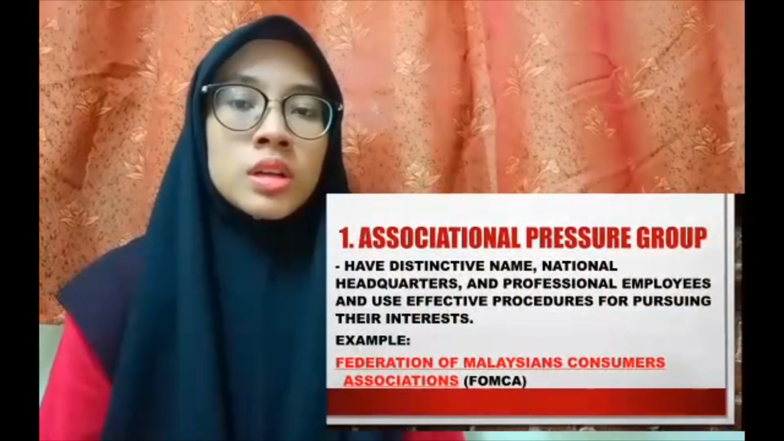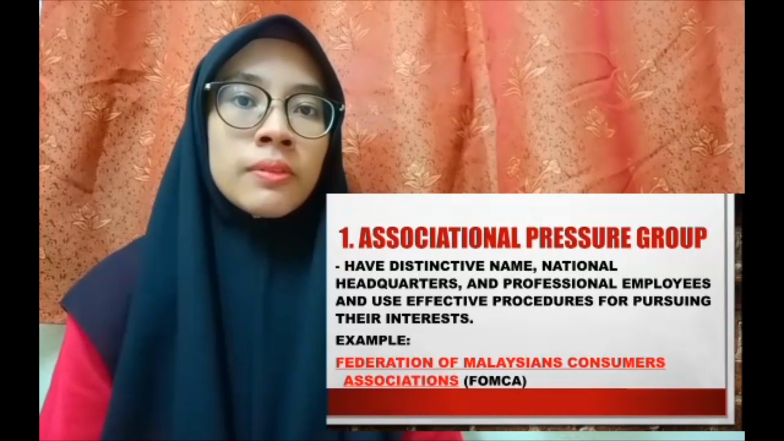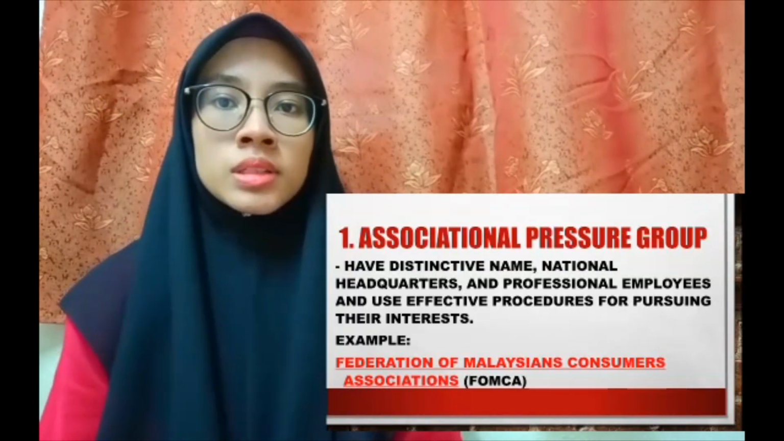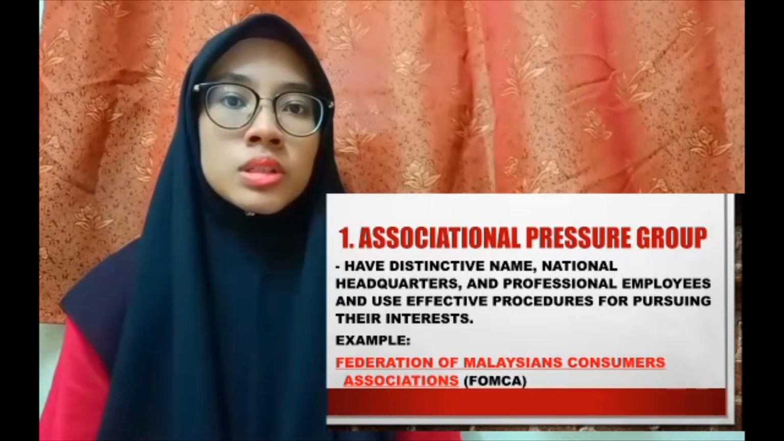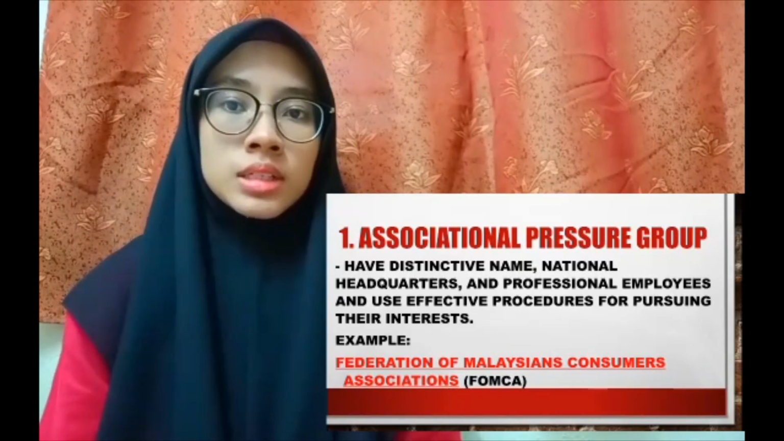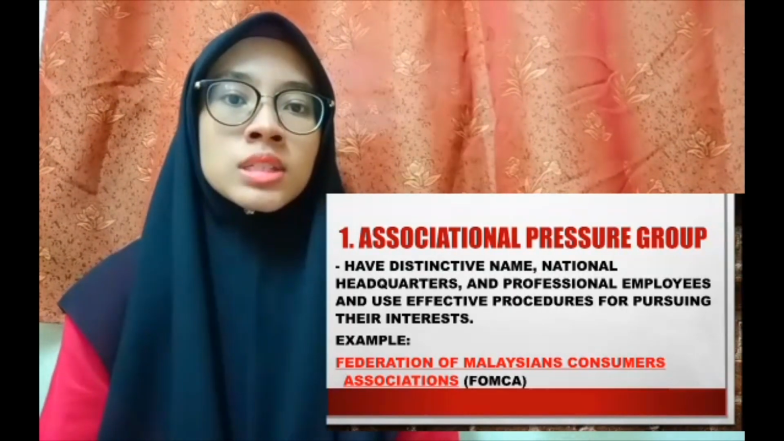Now we're going to discuss the types of pressure groups. There are 4 types. The first one is associational pressure groups. These types of pressure groups have a distinctive name, national headquarters, and professional employees, and they also use effective procedures for pursuing their interests. For example, the Federation of Malaysian Consumer Associations, FOMCA.